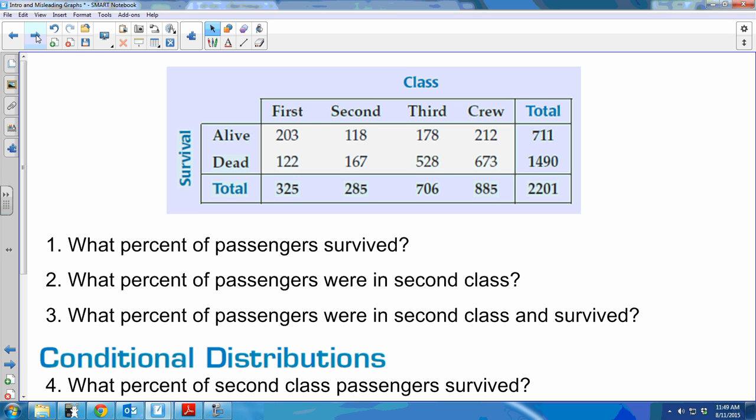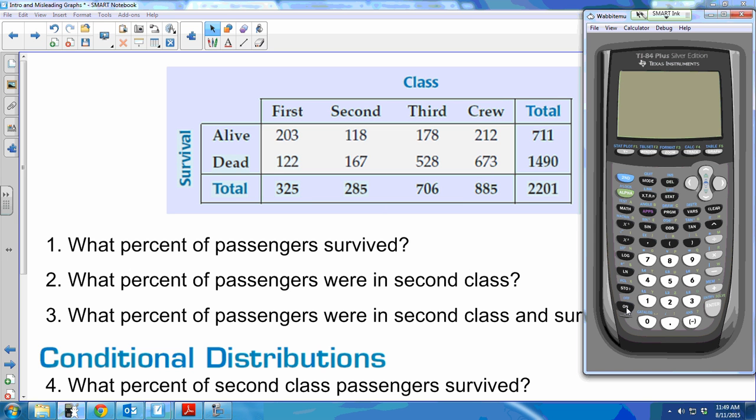So on 1, what percent of passengers survived? How am I going to find what percent of passengers survived? All right, you have 711 passengers that survived out of 2,201 total passengers. So it's 32.3%. That's not a big deal. You guys can all find that. It says what percent of passengers. It's very clear. It means all passengers.